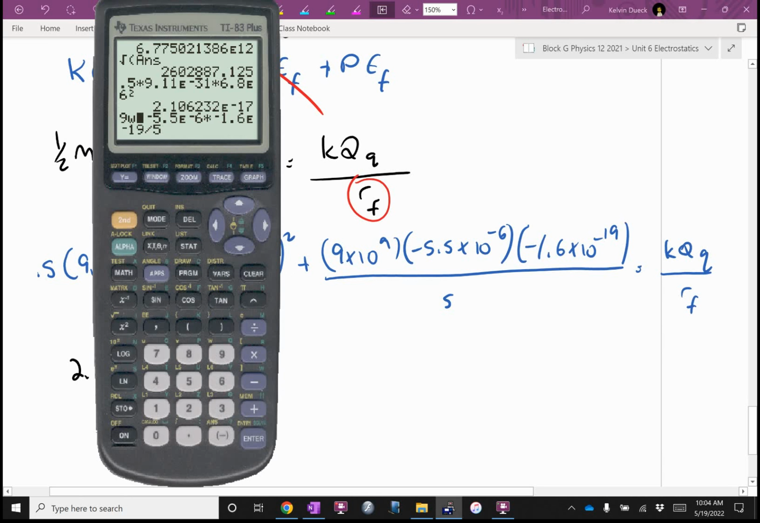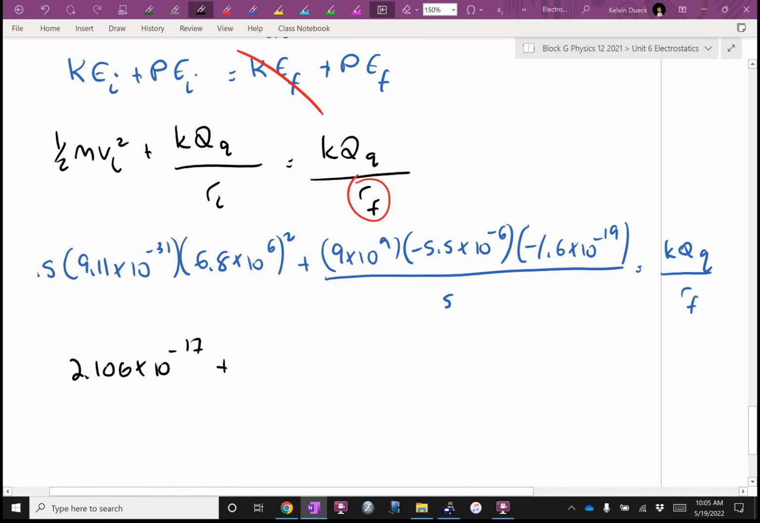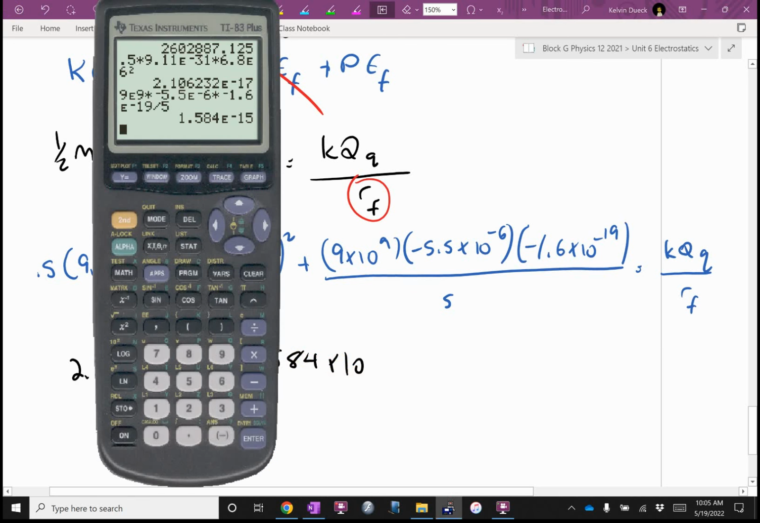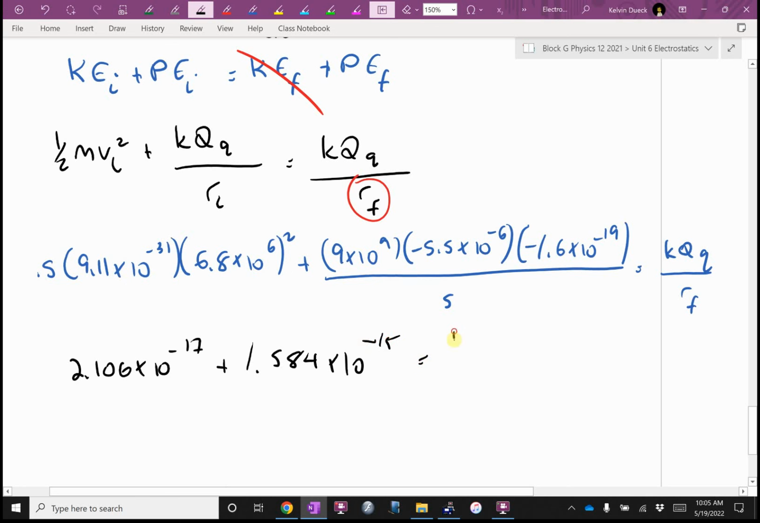Typo. So that's 9 times 10 to the 9th, and then I need to insert a times sign there. 9 times 10 to the 9th times negative 5.5 micro times negative 1.6 times 10 to the negative 19. Good. I get 1.584 times 10 to the negative 15. That equals k, big Q, little q over r.